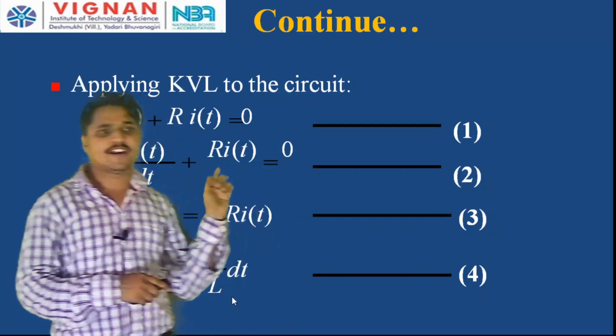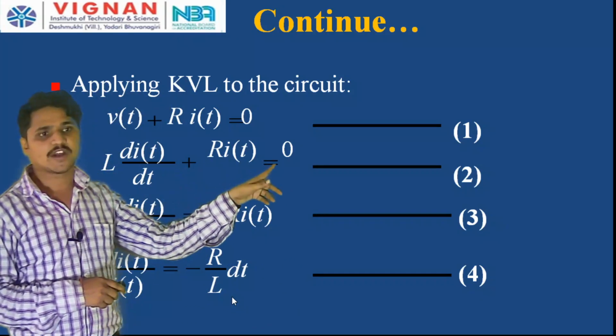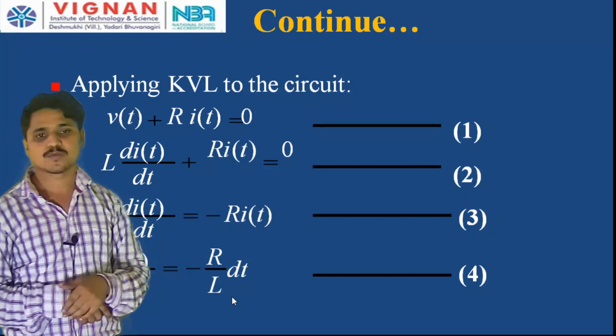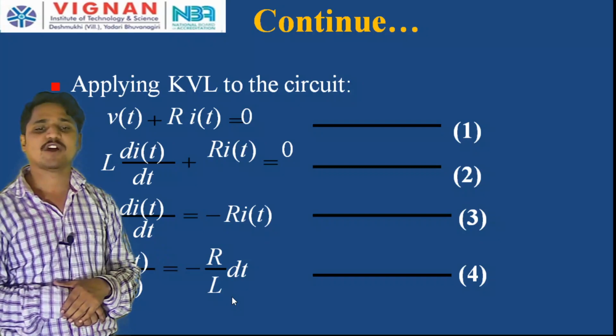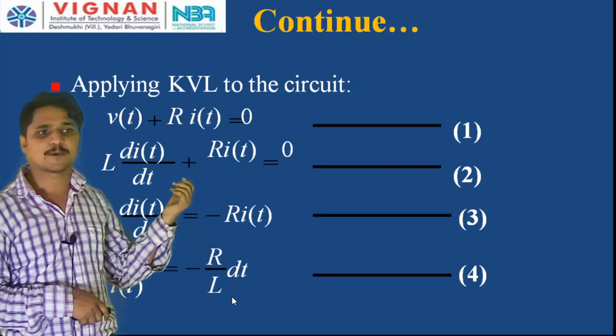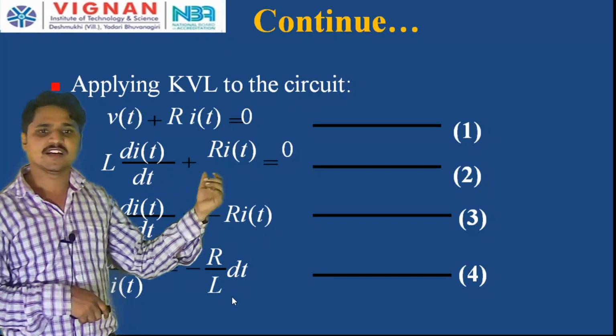So, L into di by dt plus R into I of t is equal to 0, equation number 2. Now, what we have to find? We have to find out the current I of t. Therefore, you do some mathematical operations. You bring this L to the RHS side.